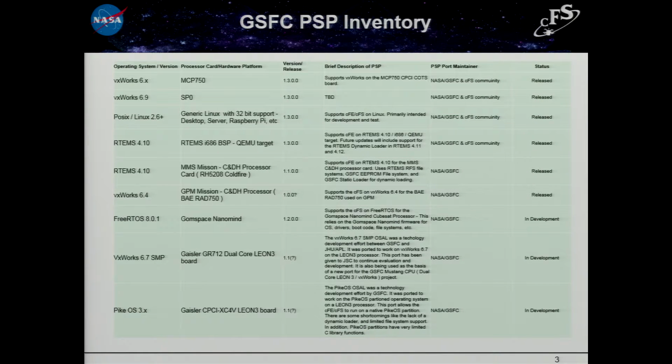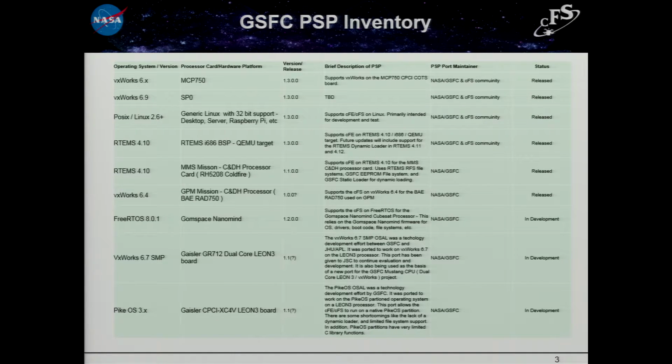And then as far as PSPs go, we have VxWorks, and our lab system used to be the old MCP 750 compact PCI board. That's where we did all of our CFS development.